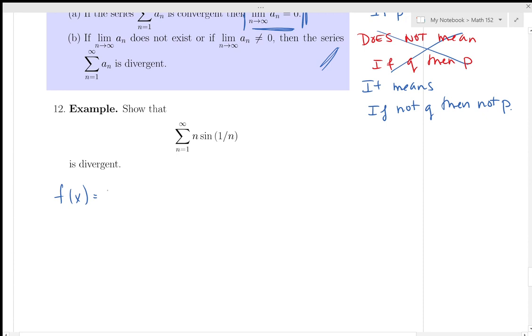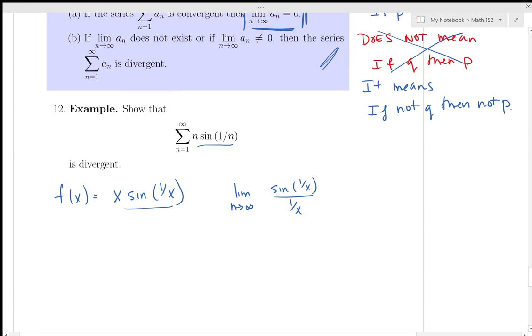So I'm going to take a look at this, f of x being x times the sine of 1 over x. I'm trying not to confuse you. Okay, so I'm taking the equivalent continuous function. That's exactly like that, except I just put in x. I'm going to consider it on all real numbers. And then I'm going to take the limit as x goes to infinity of this.